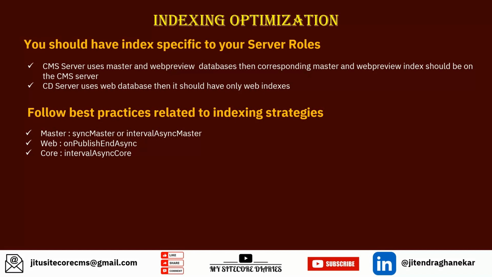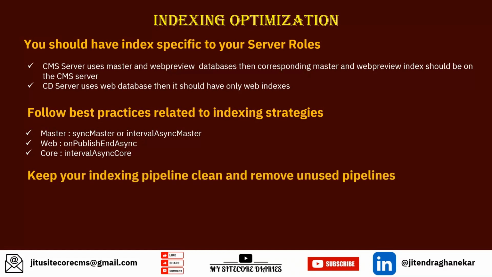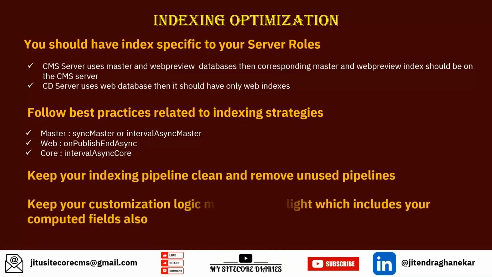By default, if you see, master and fast might use a sync master or interval sync master indexing strategy. Web you will have the on publish async strategy. Core you will have an intervalAsync core strategy. Keep your indexing pipeline clean and remove unused pipelines. Keep customization logic minimum and lightweight, which includes your computed fields also. These two are dependent, on the same line, both practices.